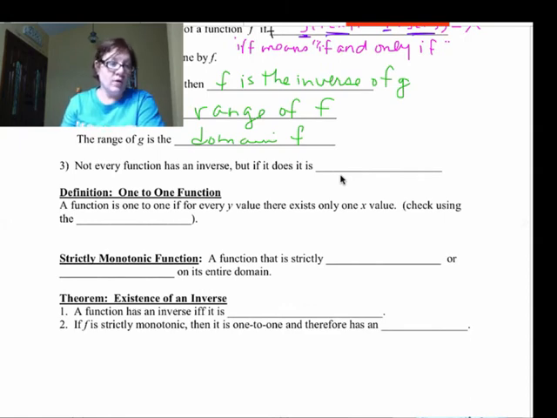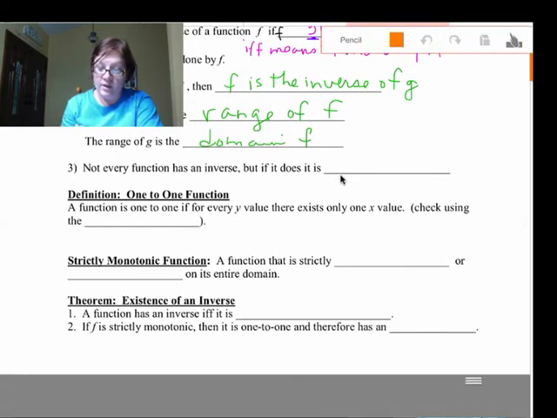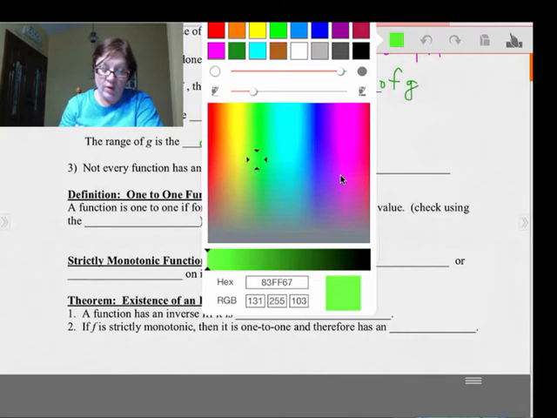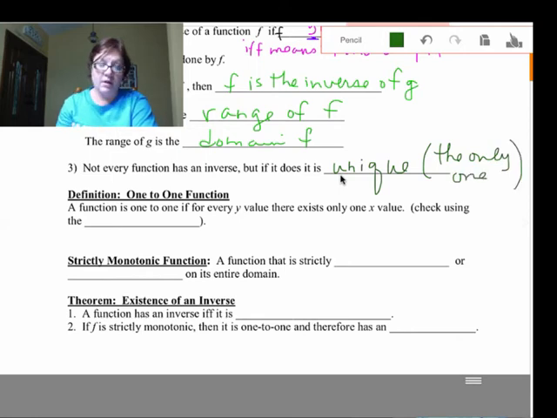And so, of course, not every function will have an inverse, because not every function can be a reflection across y equals x. But if it does, it is unique. In other words, you only get one reflection, which would make sense. Think of it as you only have one reflection.